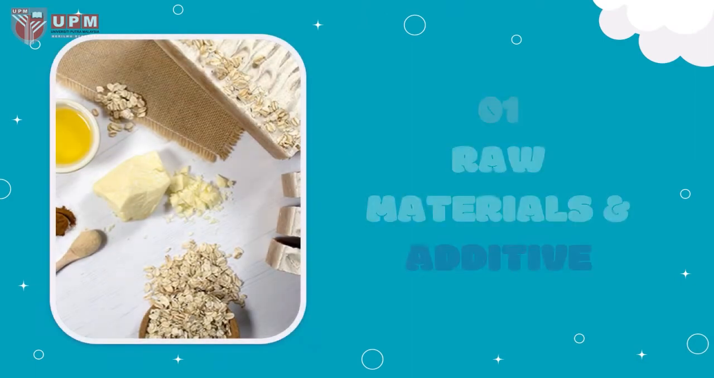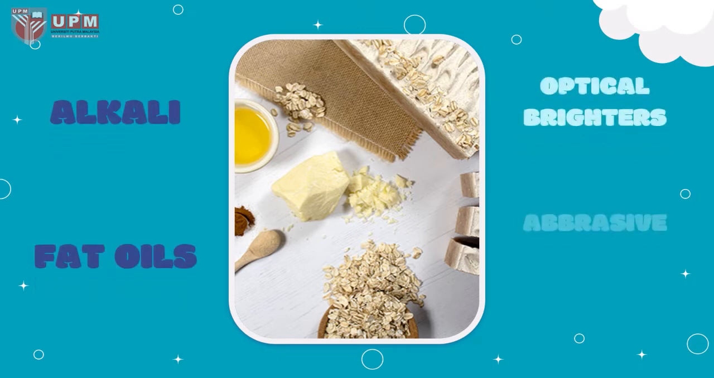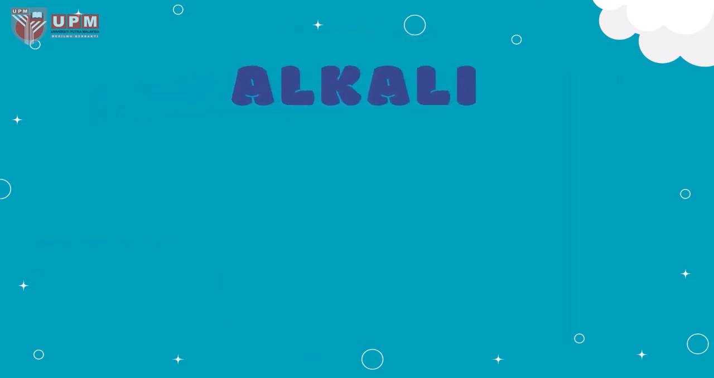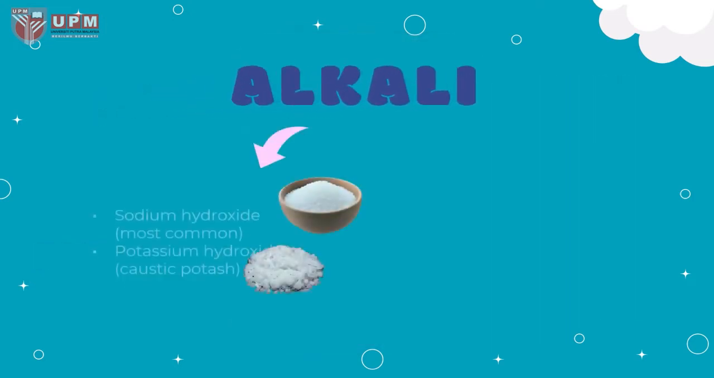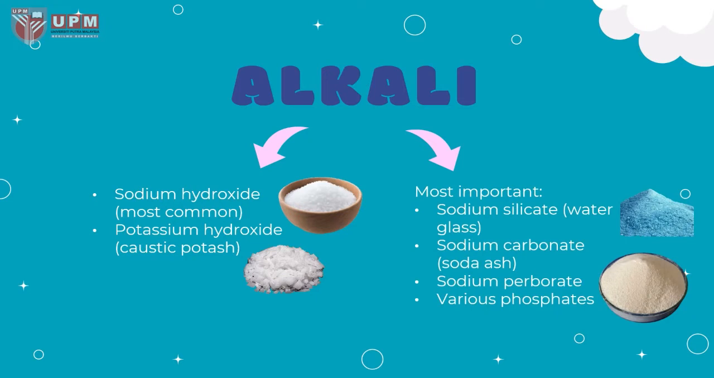Raw materials and additives. There are 2 main ingredients to make soap, which are alkali and fats or oil. Optical brighteners, abrasives, and chelating agents are its additives. The most common alkali used is sodium hydroxide or potassium hydroxide. And other important alkalis to make soap are sodium silicate, sodium carbonate, sodium perborate, and various phosphates.